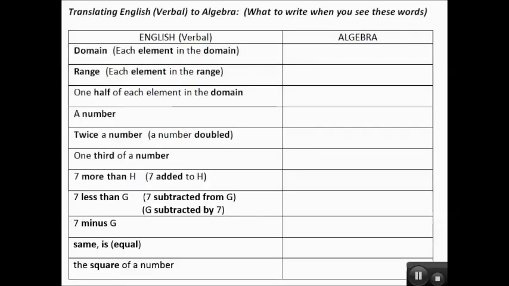Let's take a look at how we can translate English or verbal language to algebraic language. We can represent words with algebraic symbols. This table will help you determine what to write when you see each of these different words.